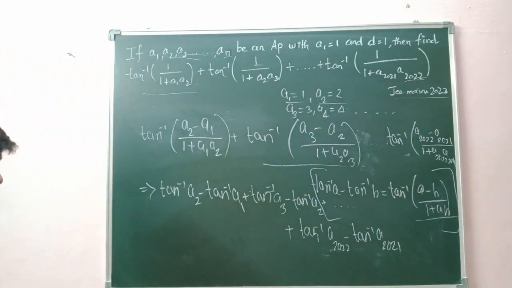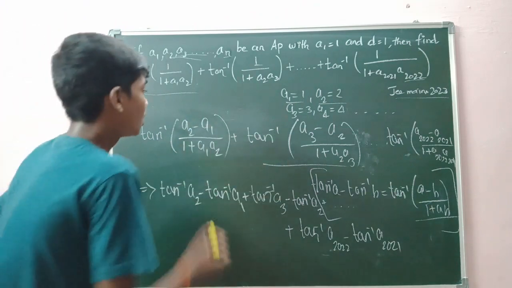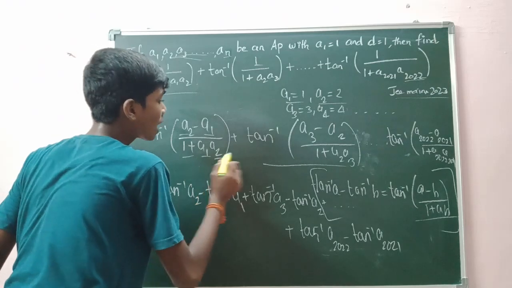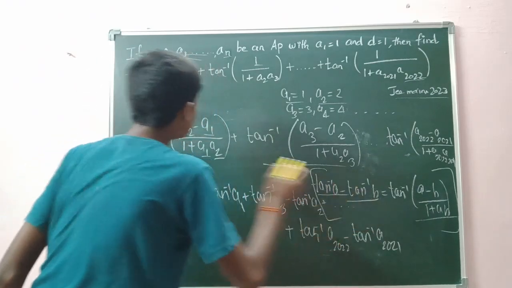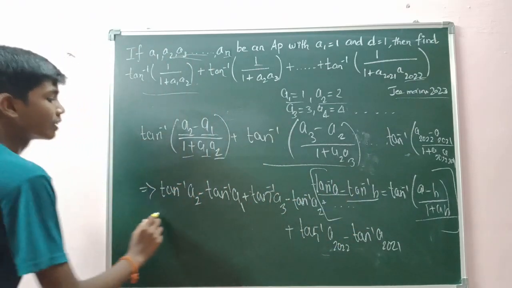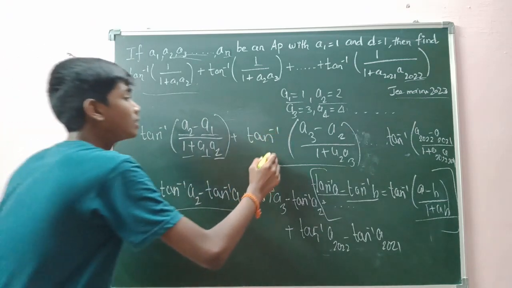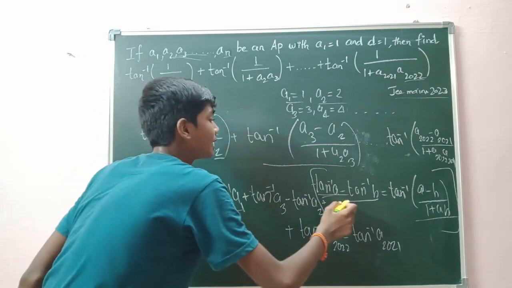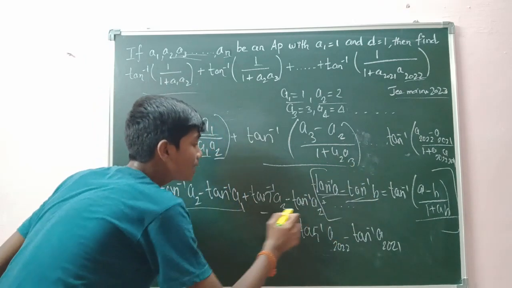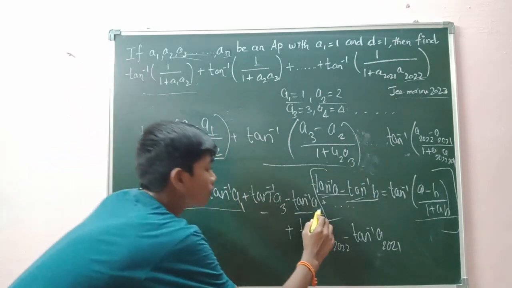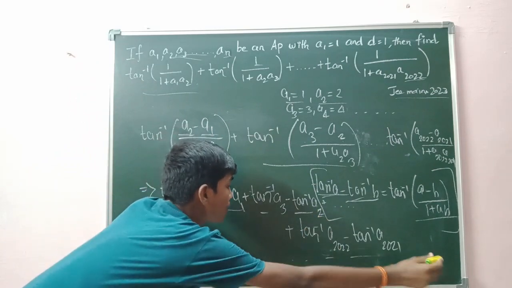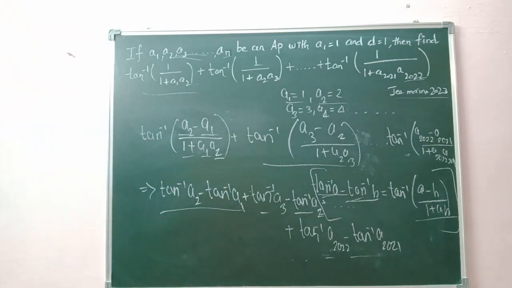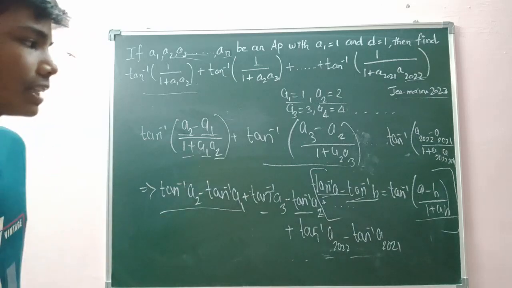So if I am having tan inverse of a2 minus a1 by 1 plus a1 a2, can't I write this as tan inverse of a minus tan inverse of b? That is tan inverse of a2 minus tan inverse of a1. That's what I wrote here. Same like that, tan inverse of a3 minus a2 by 1 plus a2 a3, can't I write as tan inverse of a3 minus tan inverse of a2, all the way up to tan inverse of a2022 minus tan inverse of a2021. That's what I am doing here.